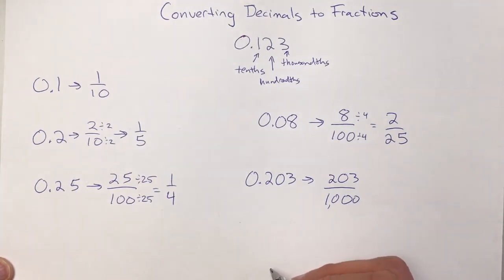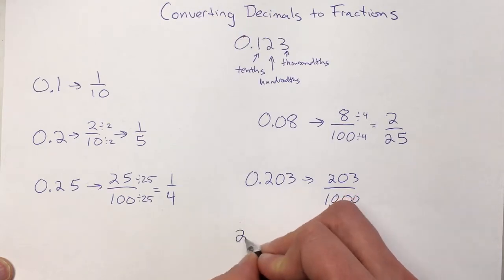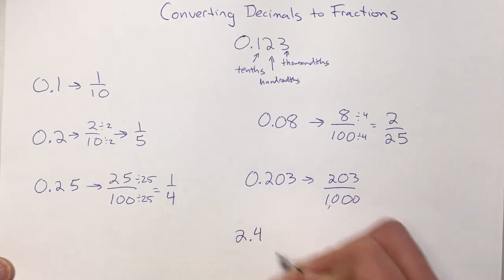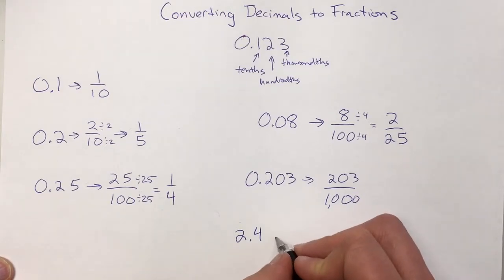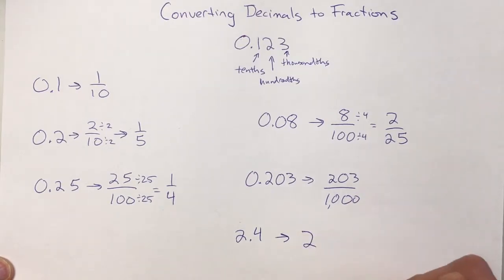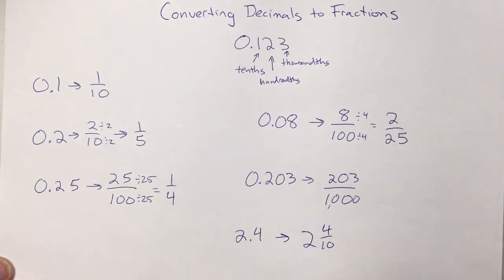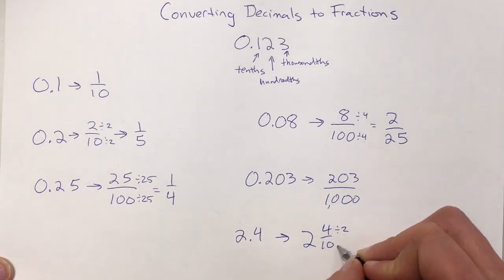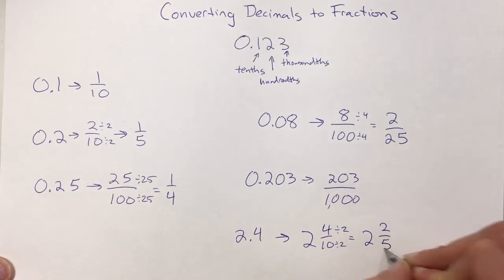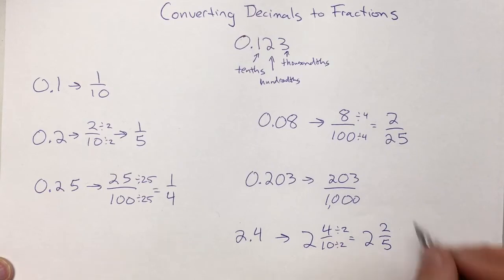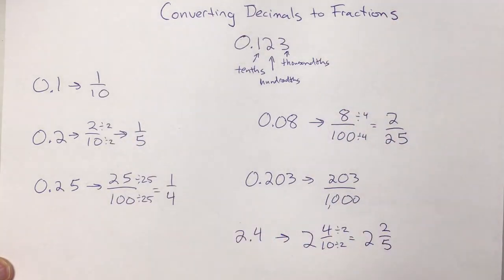And then the very last one I'll just do for you is, let's say you had something with a whole number in it. So if you had something like 2.4, all you got to do is write 2 as your whole number and then 4/10. So again, it really just comes down to reading the place value, divided by 2, divided by 2. That gives me 2 2/5 as the final simplified form. So decimals to fractions, if you can read it, you can write it, and then you just simplify.